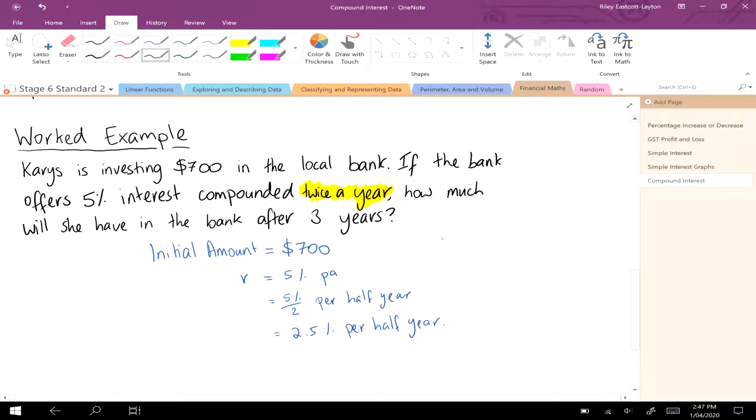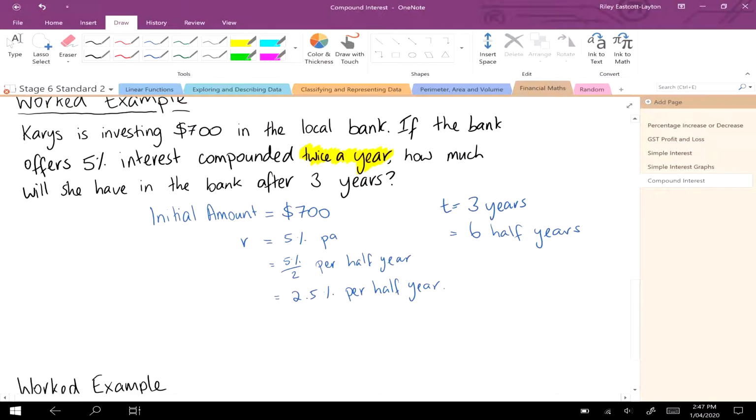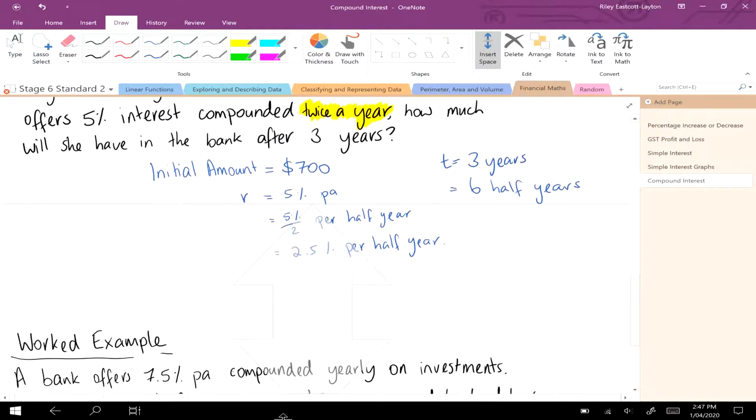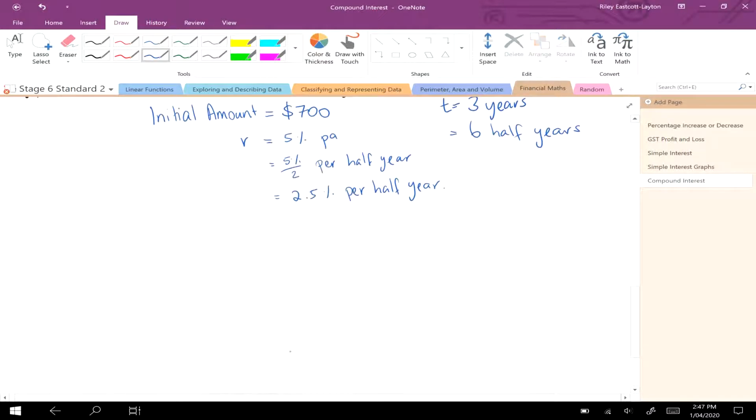And the last thing we're going to do is T is 3 years, but if we have a look here, per half year, we've got years up here. We're going to make these the same. So we're going to have T equals 6 half years. It's important that our times all match up. Alrighty, so let's go through. I'm going to show you how we set up this table.